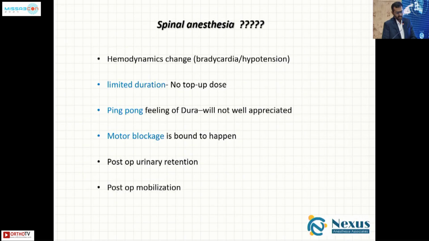The major disadvantage of spinal anesthesia is that it has a limited duration. We cannot give a top-up dose. Moreover, after the dural puncture, the ping-pong feeling of the dura is not well appreciated. Spinal anesthesia definitely causes motor blockade. Postoperatively, urinary retention occurs and mobilization is delayed.